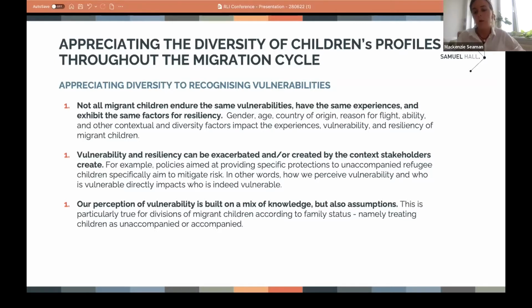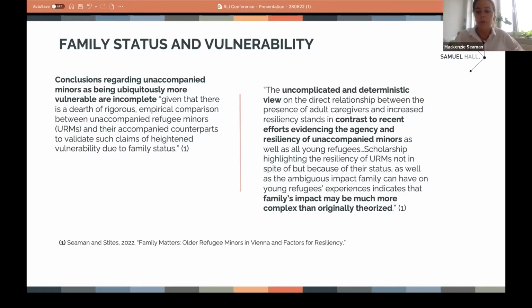However, when we speak of such vulnerabilities and factors for resiliency, we often have built-in assumptions about who is more vulnerable and who is less or not vulnerable. This is particularly true for divisions of migrant children according to family status, namely treating children as unaccompanied or accompanied. In such discussions, the vulnerability of unaccompanied migrant children is a tenet in child migration and child refugee work. This stems from the belief that being both a child and unaccompanied produces a specific and pressing vulnerability, which governments must address. One can see this in the plethora of programming focusing on this group, as well as the specific legal protections afforded to unaccompanied, as well as separated children in international, regional, national, and local laws and policies.